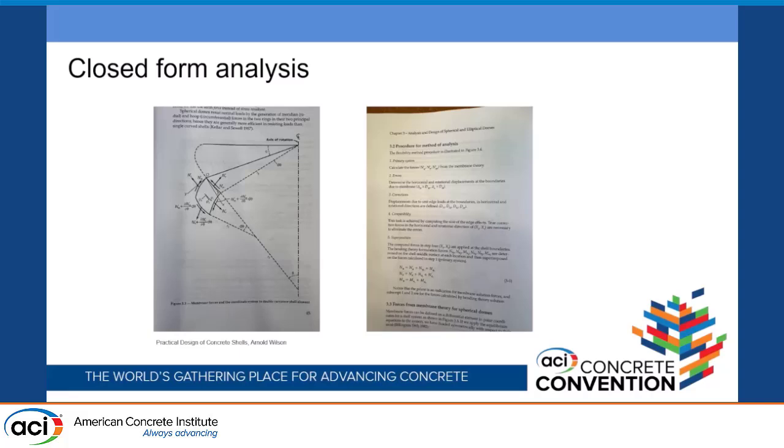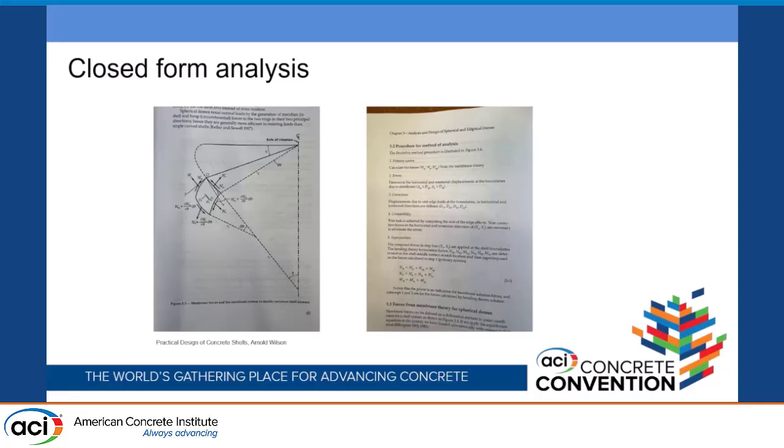And so we get some formulas that have been derived, and it's just the same as if you were to design a beam or a column by hand with equations. Those are based on the flexibility formula. So when we have these shapes, this one's for a dome shape here. This comes out of Dr. Arnold Wilson's book, Practical Design of Concrete Shells.